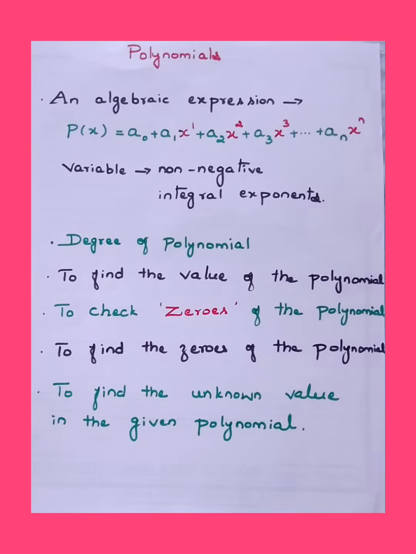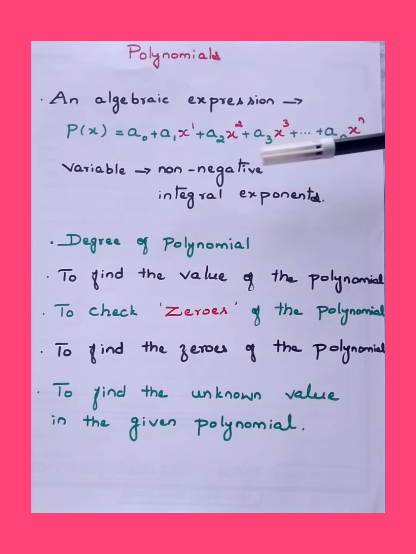So what are polynomials? An algebraic expression of the form p of x equals a0 plus a1 into x to the power of 1 plus a2 x square plus a3 x cube plus, and it goes on, plus an into x to the power of n. Generally polynomials will be in this form. You can observe here that a0, a1, a2, a3 are constants, and the variable is x, obviously x to the power of 1, x to the power of 2, x to the power of 3, etc. So x is a variable here, and the power of this variable must be a non-negative integral exponent.